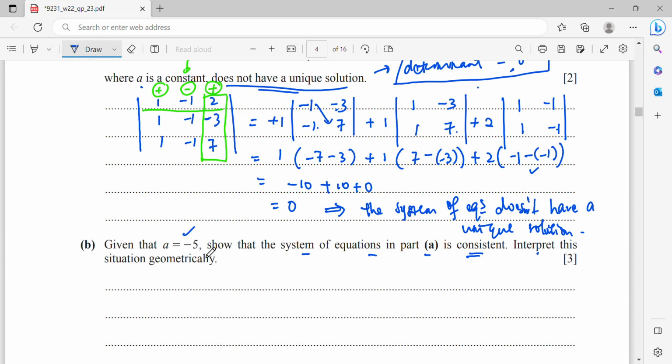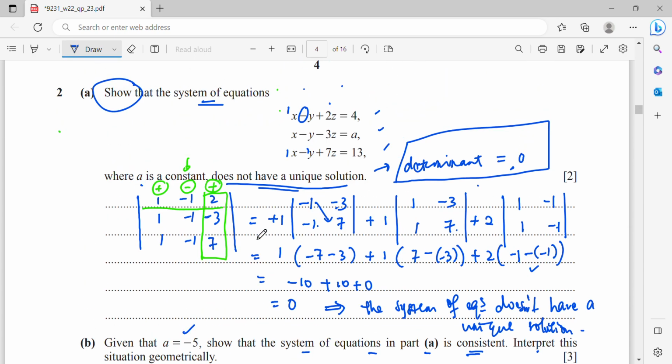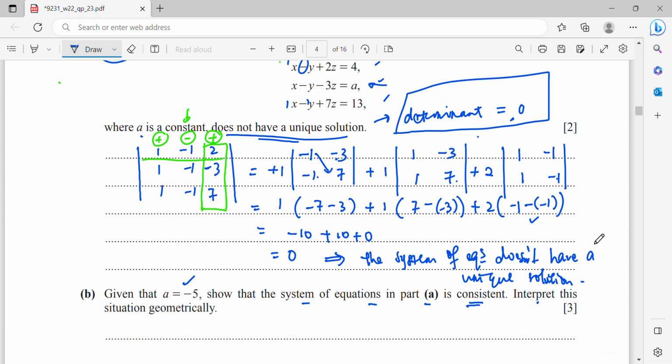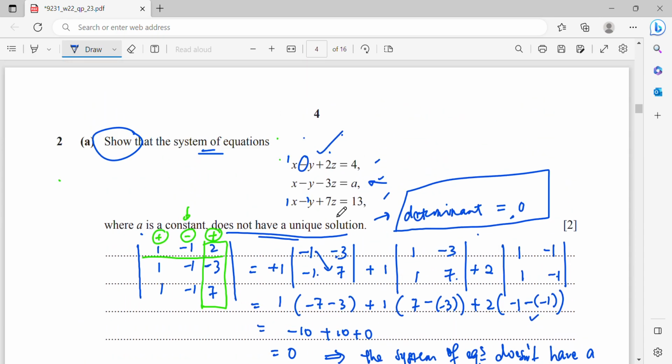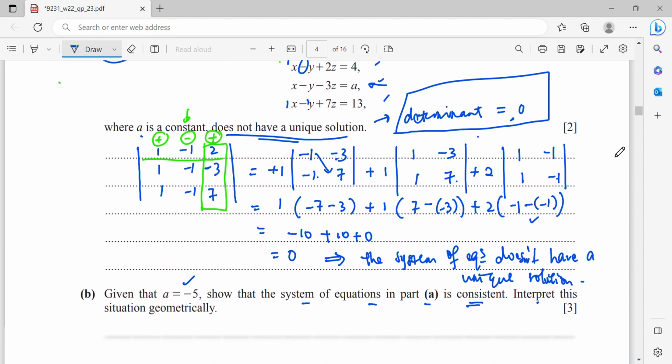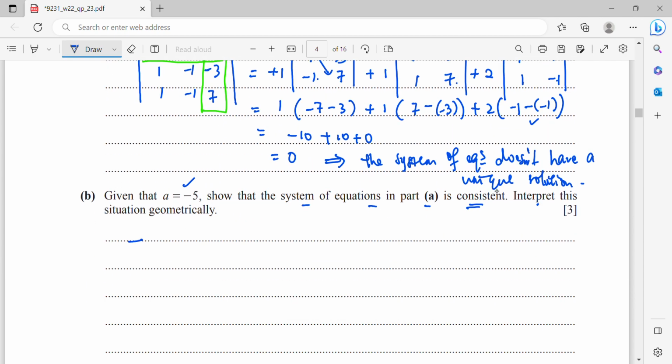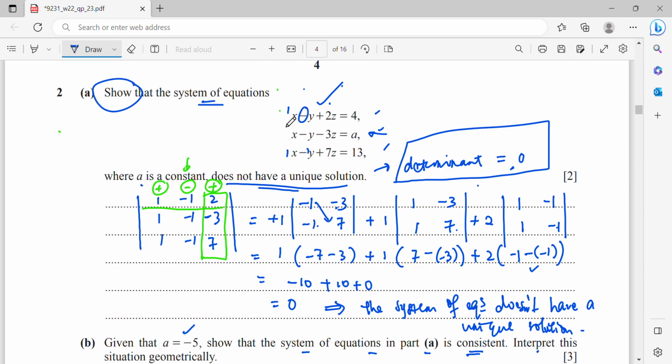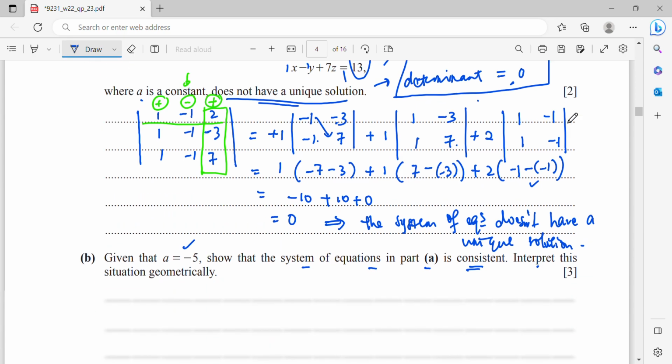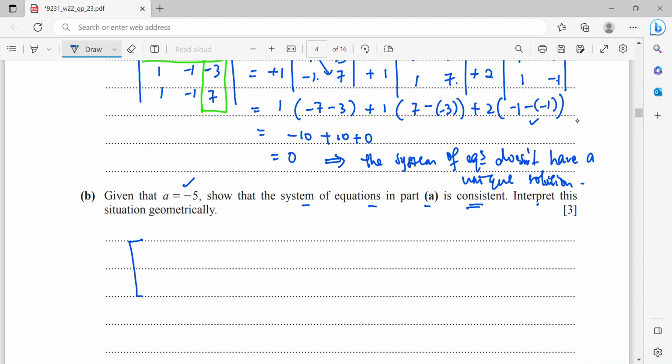Since you are given a equals to minus 5, we need to replace the a value, and we are going to show this using Gaussian elimination. So now I will rewrite this system of equations in augmented matrix form. Write down the coefficients 1, minus 1, 2, and then draw a dotted line to split the values on the right side. So I will write 4. Therefore, I will be getting 1, minus 1, 2, then 4.